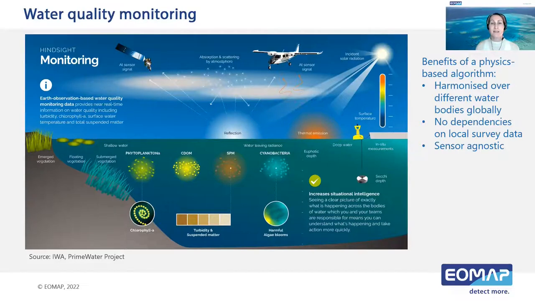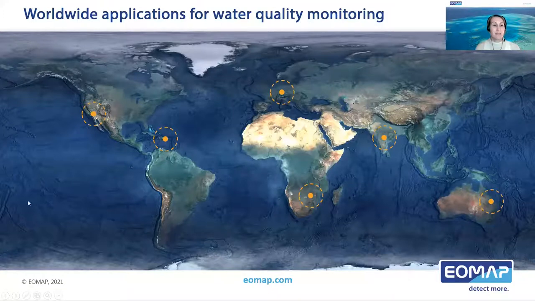Ground data is excellent, but we would not necessarily need it. And also it's sensor agnostic. That means we can use any type of the sensors that I have just mentioned, also depending on the application. Let me give you a quick journey here to some of the applications worldwide.